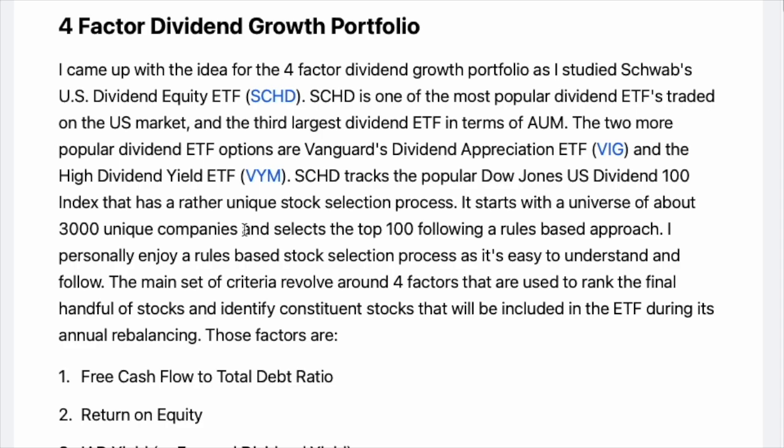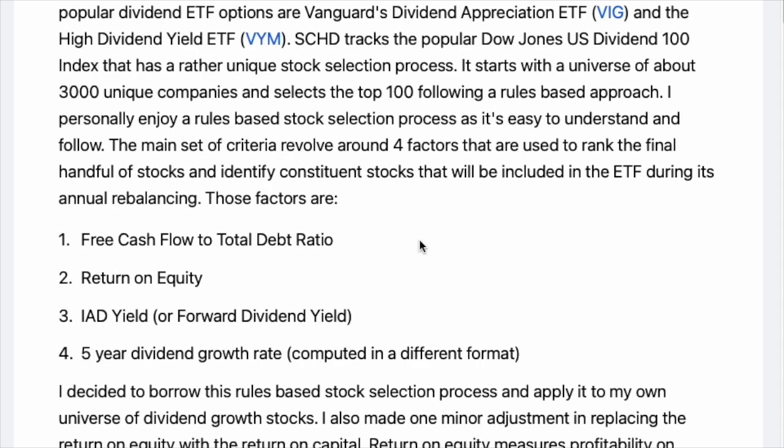And to understand and really appreciate how this fund works, you have to know its underlying index, and the mechanics that go into the stock selection process. In a nutshell, the index starts with a universe of about 3,000 unique companies, and then it narrows down this list to just the top 100, following a rules-based approach.